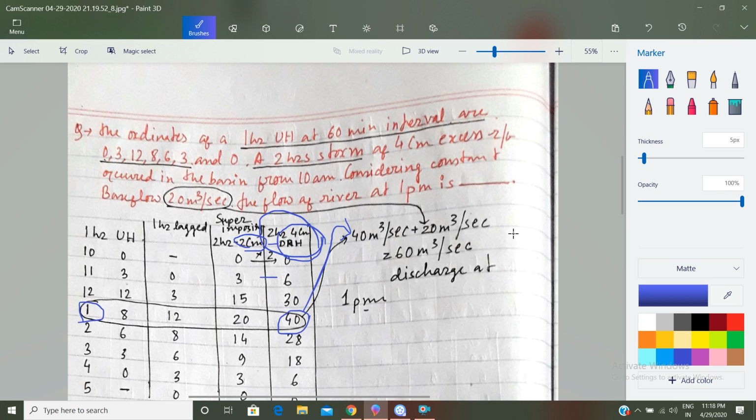At 1 p.m., as we have studied, the flow in the river was primarily base flow. Constant base flow was there, that was 20 meter cube per second, and the peak discharge occurred here, which is 40. So total flow will be 60 meter cube per second at 1 p.m.